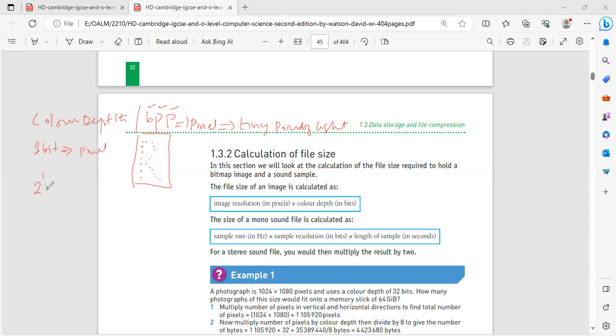2 power 1 is equal to 2 colors. If you assign 1 bit to a pixel, your monitor can produce only 2 colors. Remember, if I assign 2 bits, then the monitor can produce 4 colors. Remember, the minimum bit can be 1, okay? Later on, you can increase the number of bits. As you increase the number of bits, the number of colors will increase. This is called color depth.